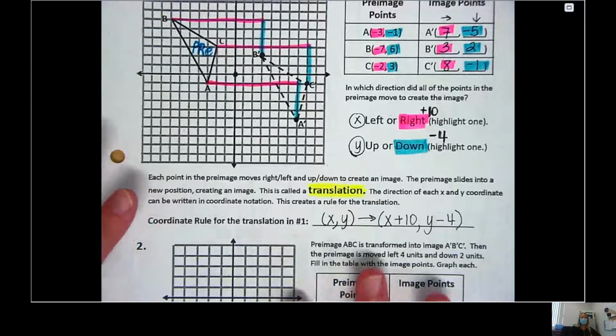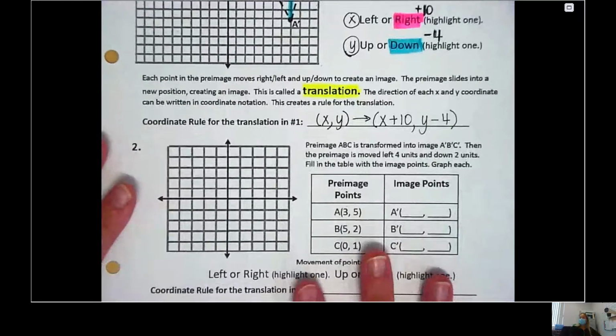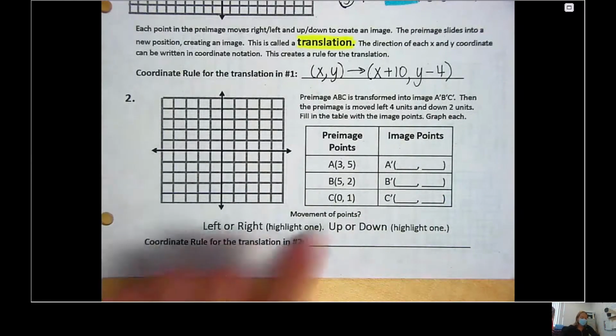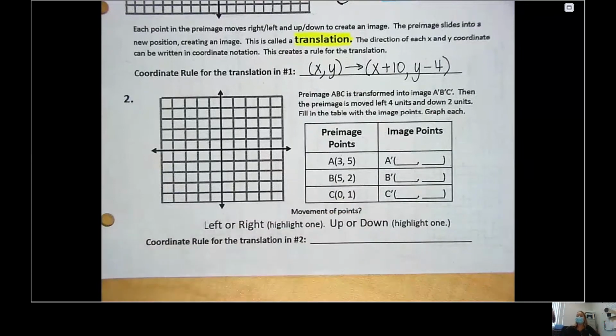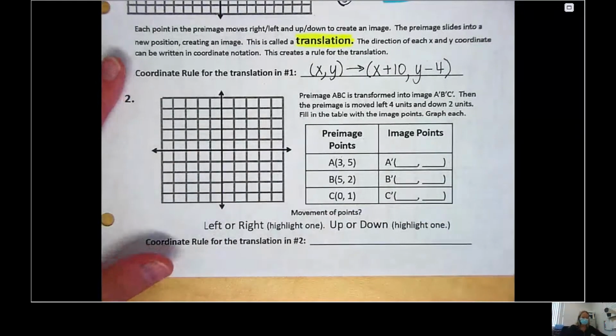All right, so let's try another one. Do I have questions on that one before I go on? Okay, good. So we're going to take our pre-image and we're going to transform it into this new image. So the first thing I'm going to do is plot the coordinates of my pre-image. So let's plot these 3 points on my graph.